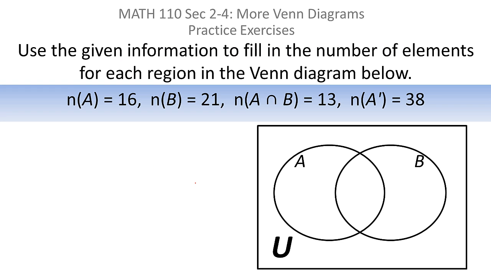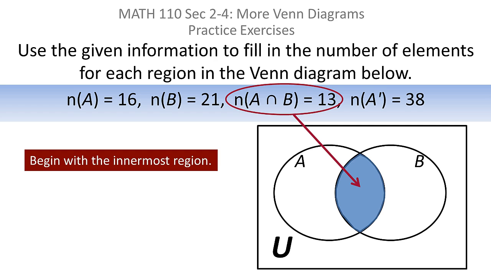Try another. Use the information given to fill in the number of elements for each region in the Venn diagram below. What we know is the number of elements in set A is 16, the number of elements in set B is 21, the number of elements in the intersection of A and B is 13, and the number of elements that are not inside of set A is 38.